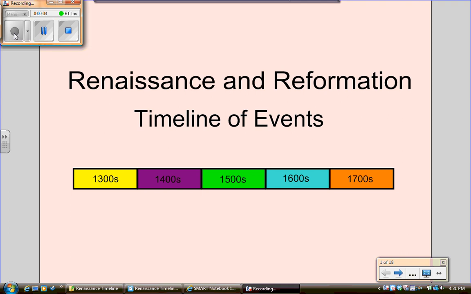Welcome to the Renaissance and Reformation Timeline of events. Whenever we are going to study a new unit, it's important to get an idea of where this unit is in time. This is why we create a timeline in our journals of the pivotal events of the unit.